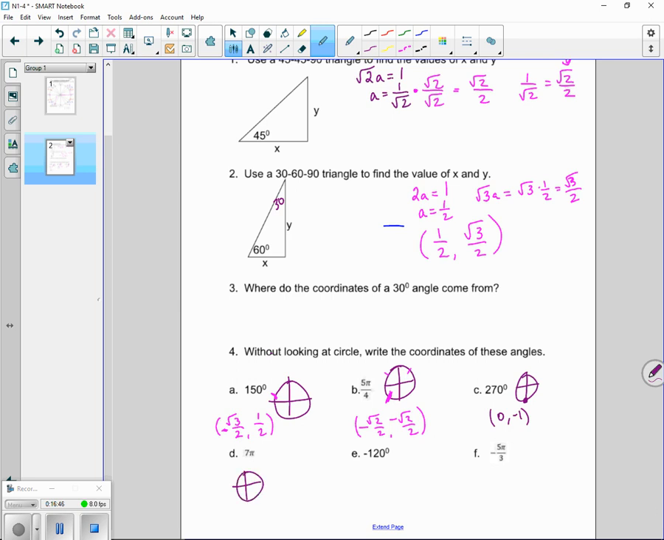Where's 7 pi? Well, these are the even pies. These are the odd pies, right? So 7 pi is going to be over here. So 7 pi, what's the ordered pair? -1, 0. Good, good, good.